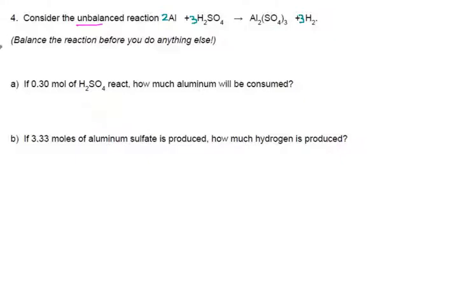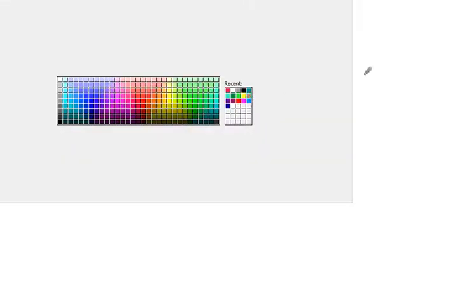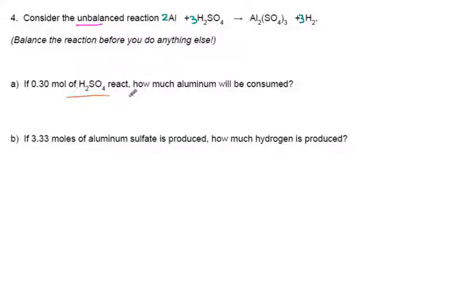Now, first question. They give us an amount of H2SO4, hydrogen sulfate, and they ask about aluminum. So we're talking about a 3:2 ratio. We can start this by saying 3 H2SO4. It doesn't really matter which one's on top as long as I'm consistent about it, for every 2 aluminum.